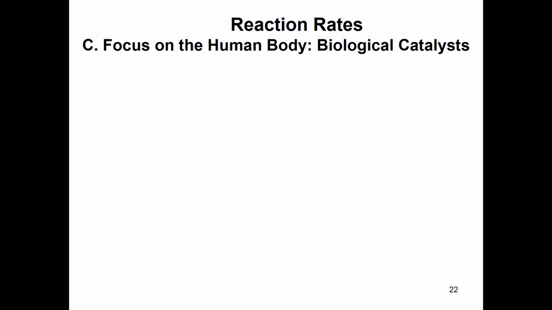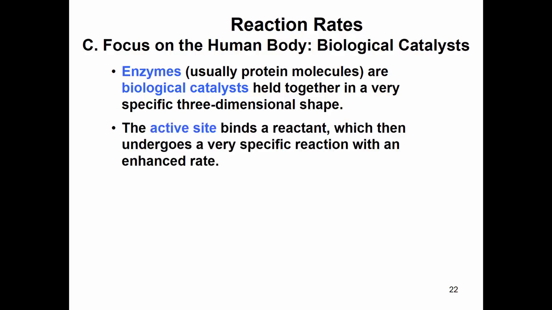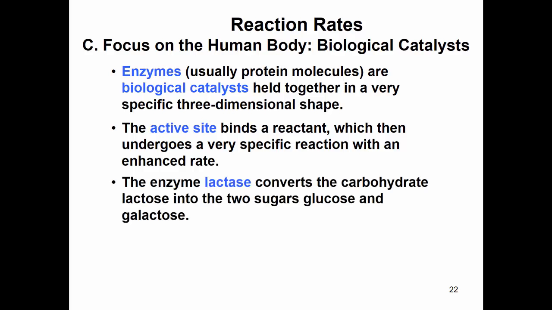The human body has biological catalysts that we are very thankful that we have. Most of these are enzymes, usually proteins, and they are biological catalysts. They have a three-dimensional shape and an active site that binds reactants, and they undergo a very specific reaction with an enhanced rate in our bodies. This is going on all the time. The enzyme lactase converts the carbohydrate lactose into two sugars, glucose and galactose.